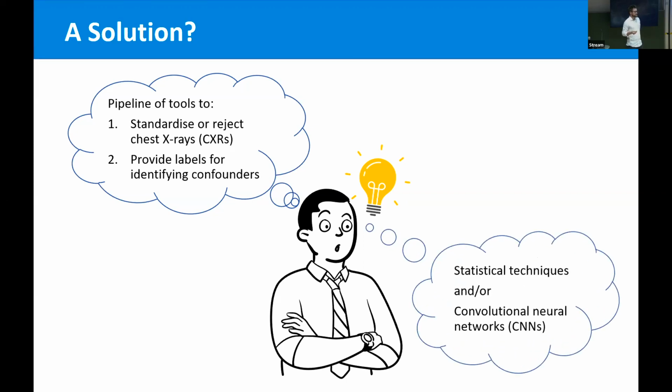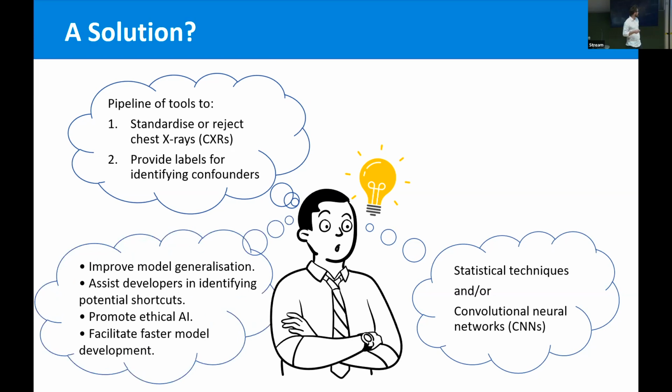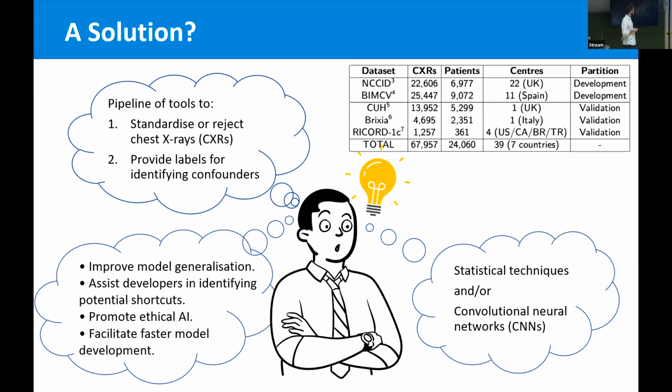We used statistical techniques where we could, quite simple things, and then quite basic convolutional neural networks. Our aims were to improve model generalization and try to promote ethical AI, because if I was a patient and my chest X-ray said I've got COVID because it had text on the image, I'd be slightly concerned. And also to facilitate faster model development. If there's another pandemic, can we develop models quicker without someone spending a month going through the images, trying to label them manually? We did that with a large data set we had.